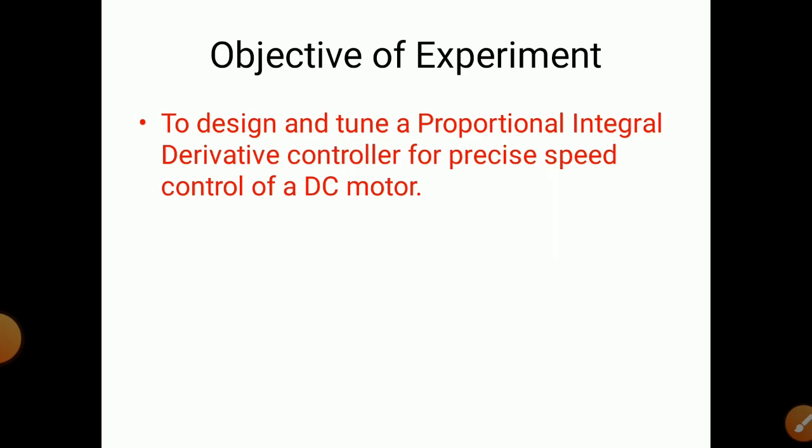What is the objective? To design and tune a proportional integral derivative controller for precise speed control of a DC motor. So we have to tune the PID controller. Here, what is the meaning of tuning? We have to set the values of PID constants in the instrument or in the setup or in the controller. So the controller has inputs that we have to give in the form of Kp, Ki and Kd. This is the objective of the experiment.